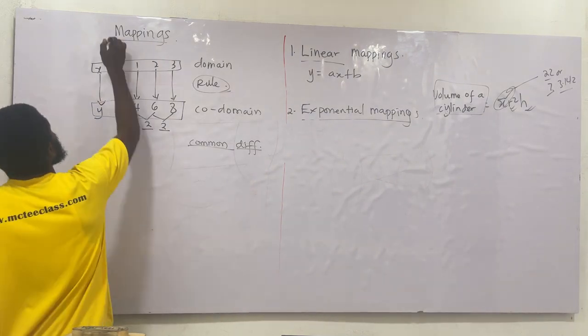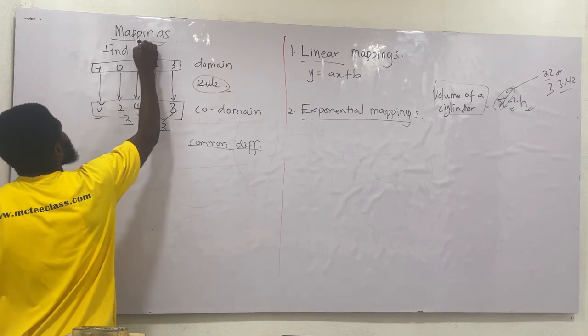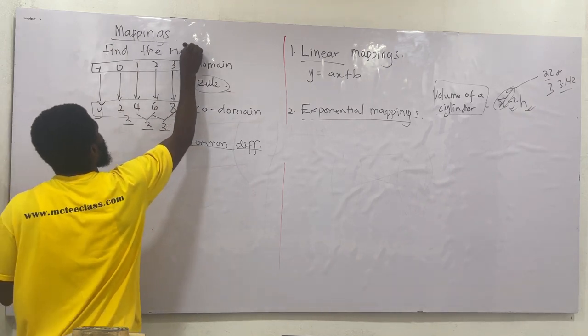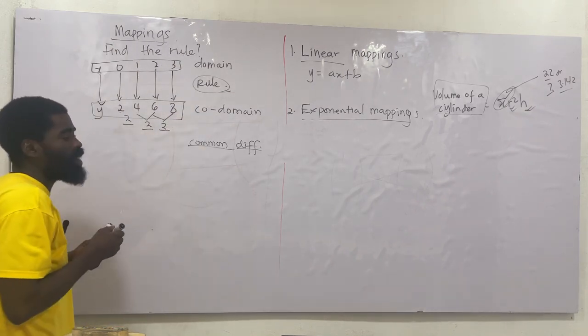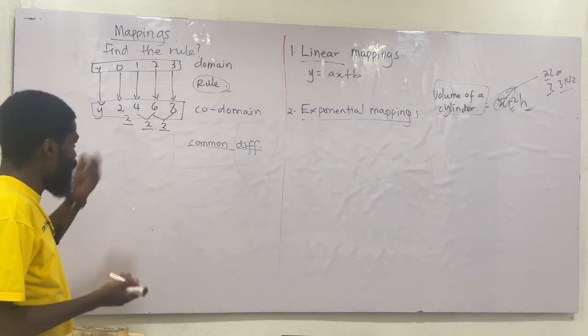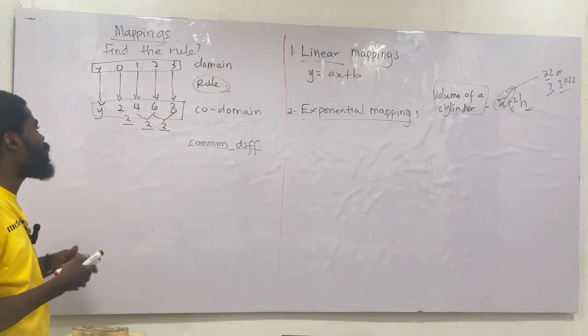What are we doing here? We are finding the rule. So the question is, find the rule of the mapping. We should find the rule of the mapping. No problem. Then they gave us the domain and the codomain. So straight away we move into that.